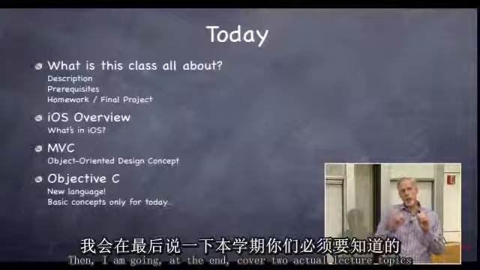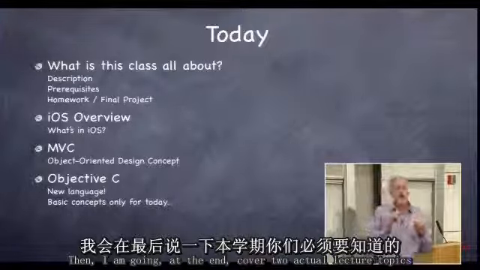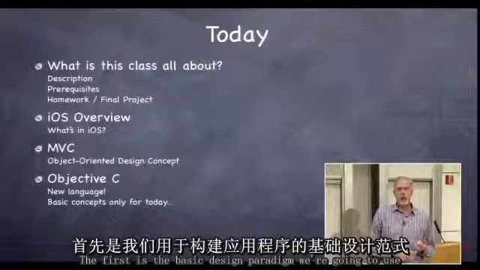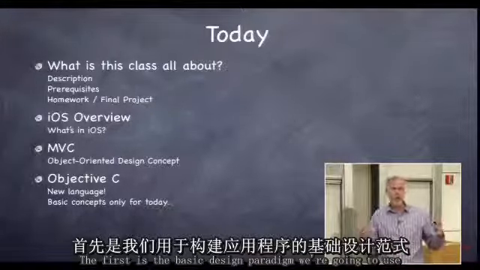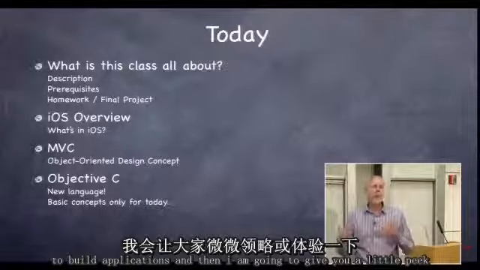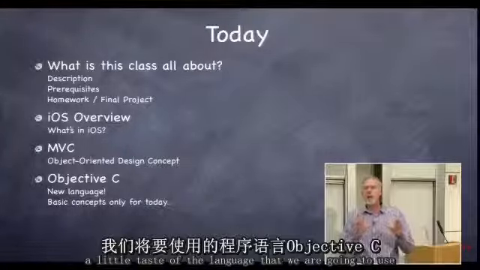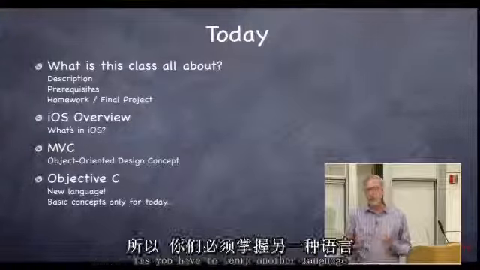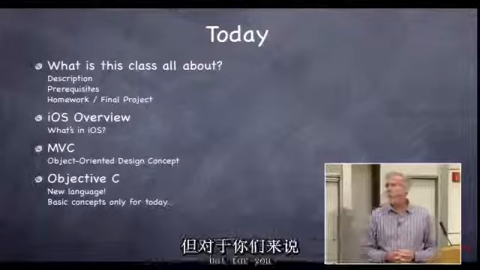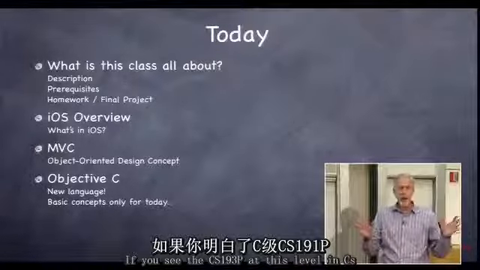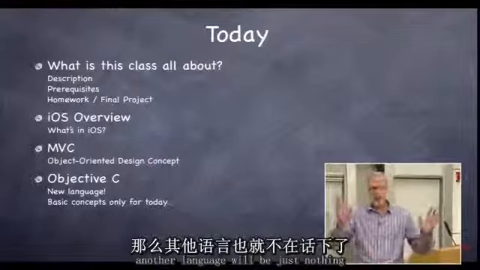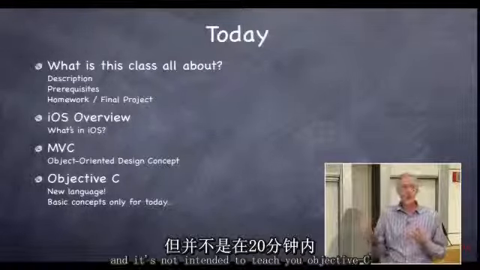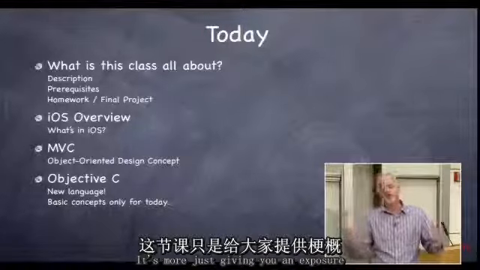Then I'm going to, at the end, cover two actual lecture topics that you're going to need to know for this quarter. The first is basically the design paradigm we're going to use to build applications. And then I'm going to give you a little taste of the language that we're going to use, which is Objective C, an object-oriented version of C. So yes, you have to learn another language. But for you computer science students, at this level, another language should just be nothing. So we will cover that. And it's not an intent to teach you Objective-C in 20 minutes. It's more just to give you an exposure.